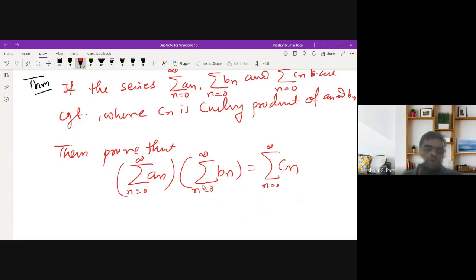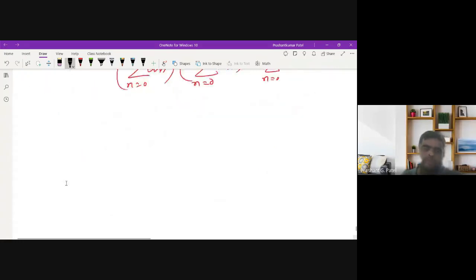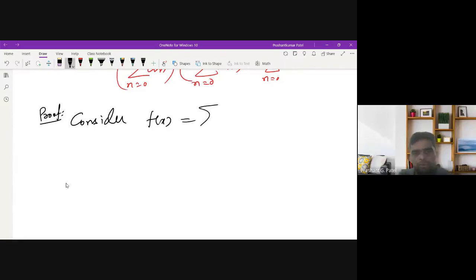So we'll actually prove this statement using Abel's limit theorem. I can say this theorem is an application of Abel's limit theorem. So for that, let us consider f(x) equal to the summation of a_n x^n, as n runs from 0 to infinity, for all x which is less than 1.